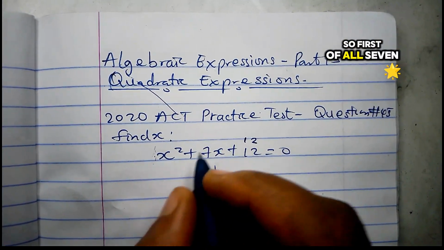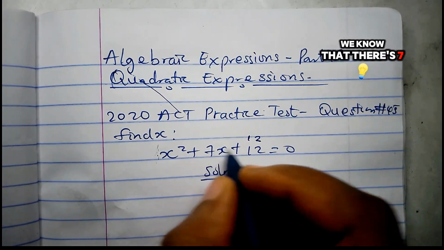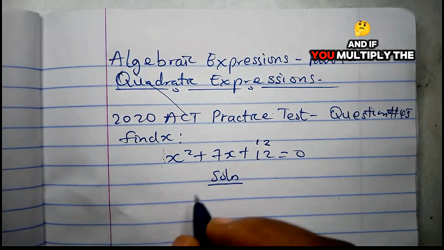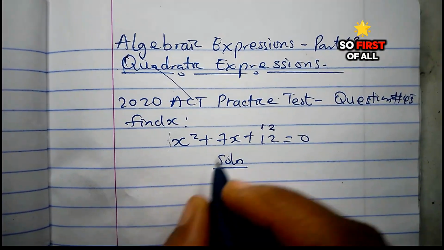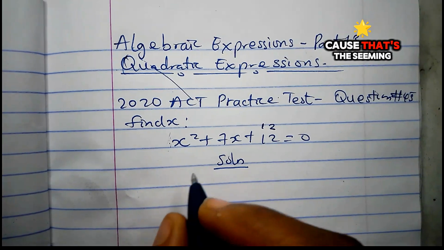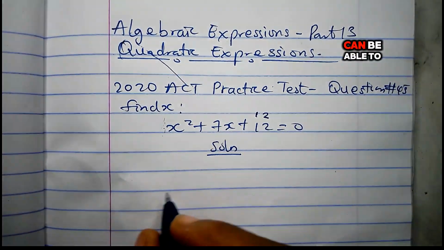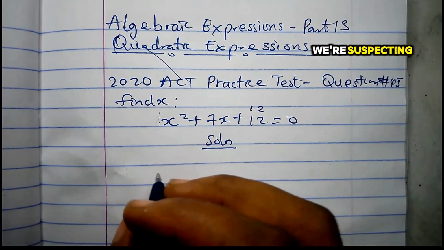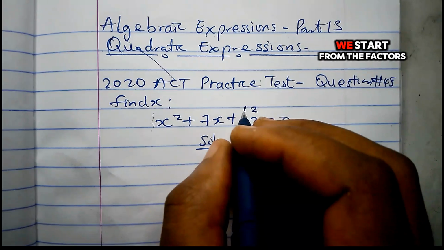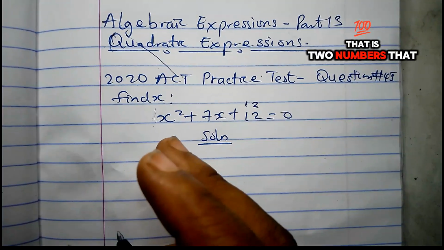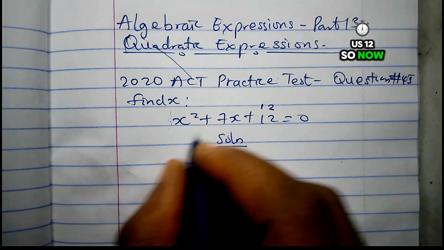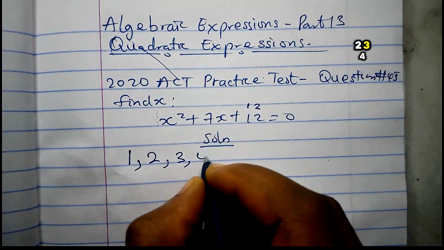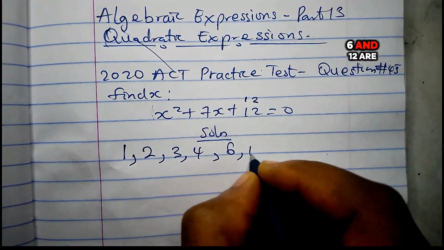So first of all, we know that there's 7x and 12 for us to work with. If we add these two numbers, we're supposed to get 7, and if we multiply the two numbers, we're supposed to get 12, right? So first we will find the factors of 12, because that's the only way we can narrow down our suspects. In order to narrow down our suspects, we'll start from the factors of 12, that is, 2 numbers that can multiply to give us 12. So 1, 2, 3, 4, 6 and 12 are all factors of 12.